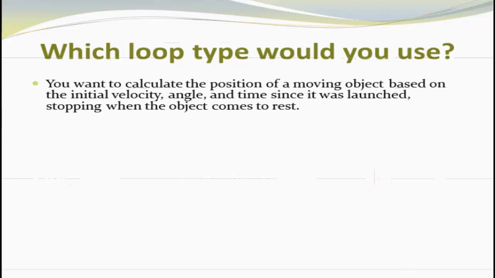You want to calculate the position of a moving object based on its initial velocity, its angle, and the time since it was launched, stopping when the object comes to rest. Okay, so what can we tell about this situation? Okay, so we have an object moving. We know its initial velocity, its initial angle. We know how long it was since it was launched. We want to stop performing this computation, basically updating its position, when the object comes to rest.